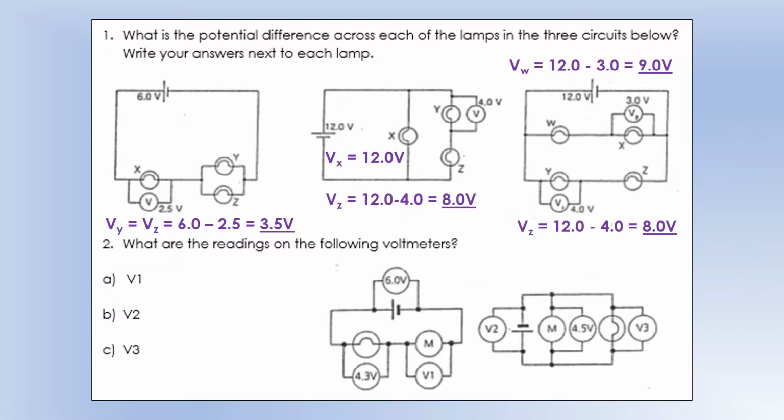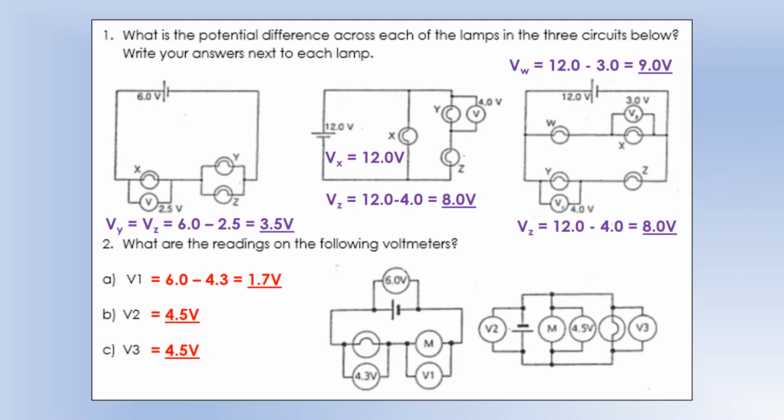What are the readings on the following voltmeters? So V1 is going to be 6 minus 4.3. V2 is just going to be 4.5 because V2 is measuring the EMF of the cell, which must be equal to 4.5, the potential difference of the motor. And V3 must also be 4.5, equal to the EMF of the cell.